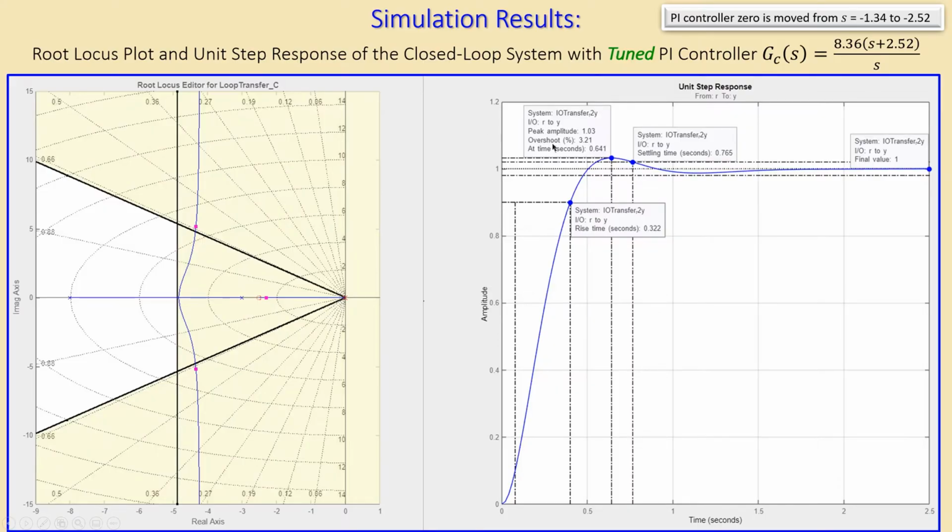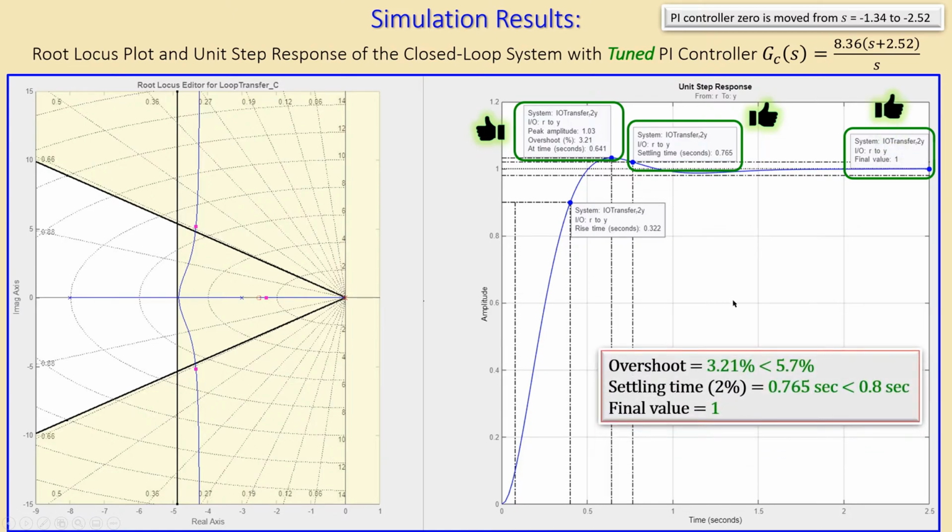If I look at the performance on the right side, the unit step response, I can see that the overshoot is 3.21%, which is less than 5.7%, which is okay. And I see that the settling time is 0.765, and that is also less than 0.8 seconds. It's all at the edge, but it is less than what is maximum allowed. I also see that the final value is 1. That means, since this is a unit step, I apply a unit input and I get a unit output. That means there is also 0 steady state error. So in total, that's also fine.